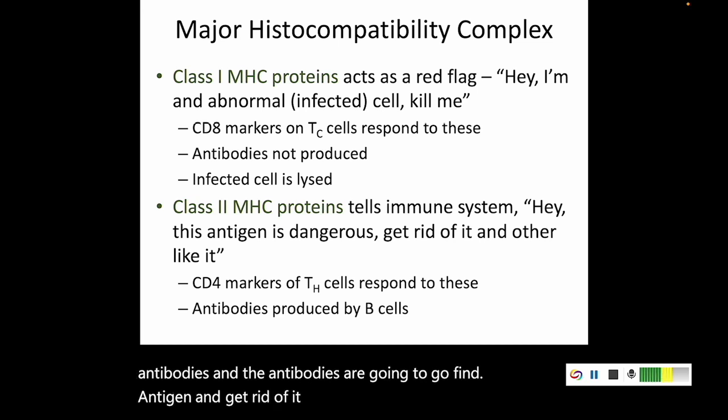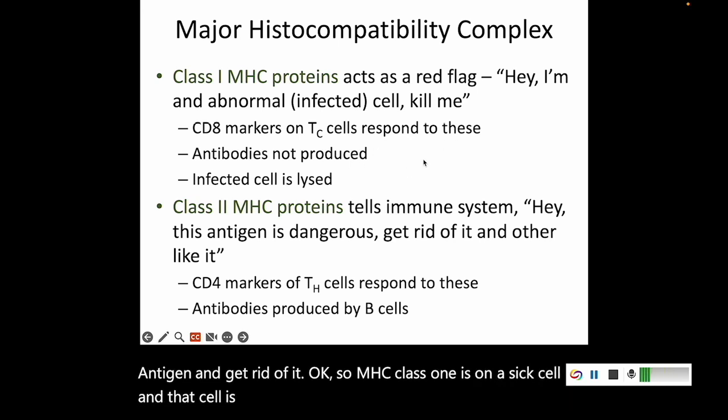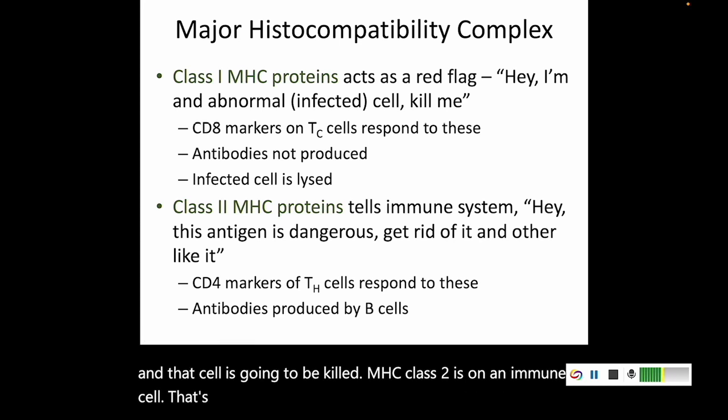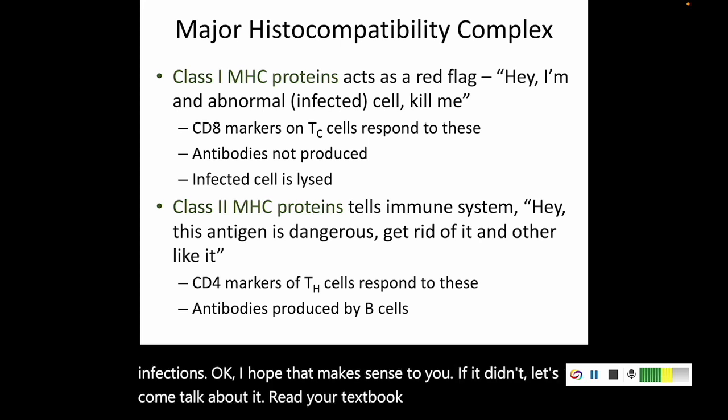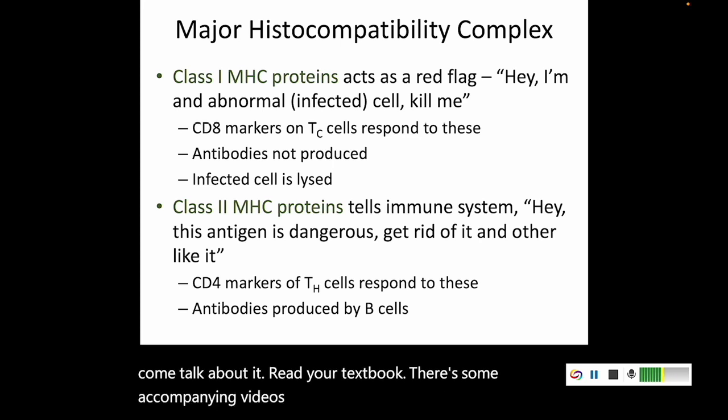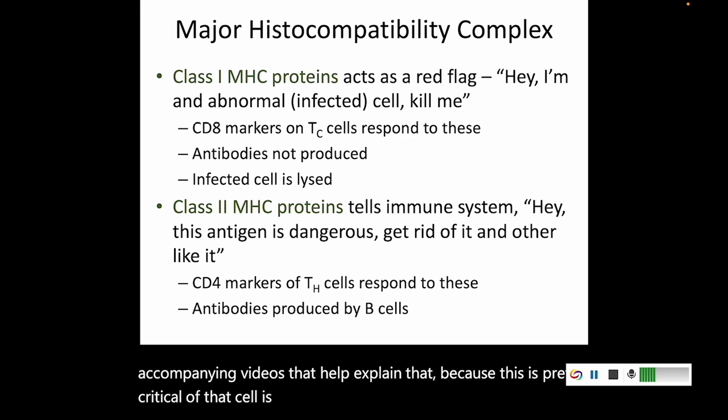Okay? So MHC class 1 is on a sick cell, and that cell is going to be killed. MHC class 2 is on an immune cell. That cell is not going to be killed. It's going to help find other infections. Okay, I hope that makes sense to you. If it didn't, let's come talk about it. Read your textbook. There's some accompanying videos that help explain that, because this is pretty critical if that cell is dying or not.